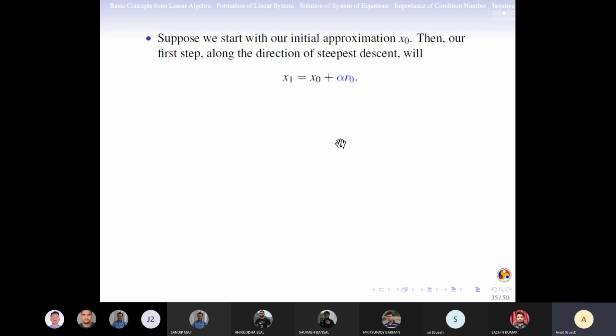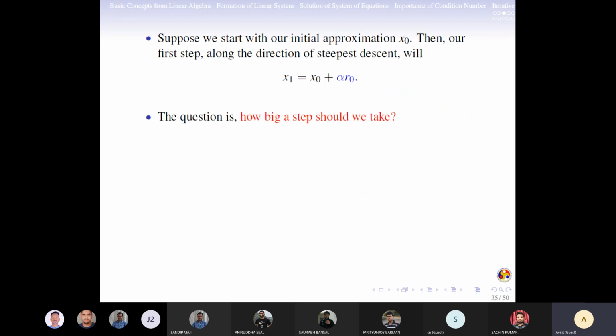That means we have our initial approximation x naught. We have to reach our next destination x1. The x1 will be given by x naught plus alpha r naught. r naught is the residual, because we have to go in that direction. This is okay. But the question is, how big a step should we take? Because we cannot go blindly in that direction. Somewhere we have to stop and change our direction.